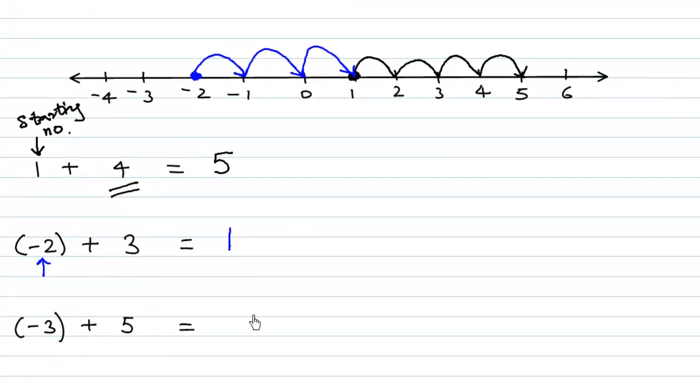In the same way, what is negative 3 plus 5? We are adding again a positive number to negative 3. So we're going to start at negative 3. This is our starting number. And we are going to add 5 steps to the right side. So 1, 2, 3, 4, and 5. So we land on the number 2. So negative 3 plus 5 is 2.